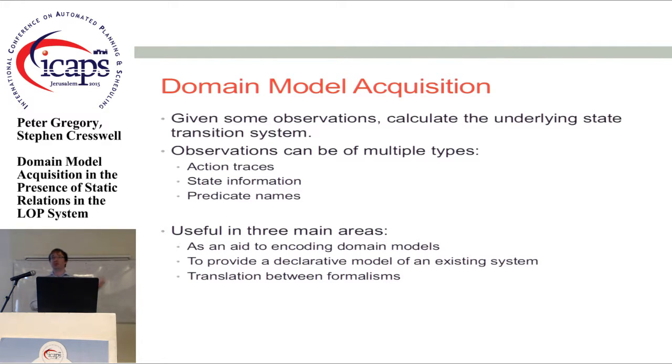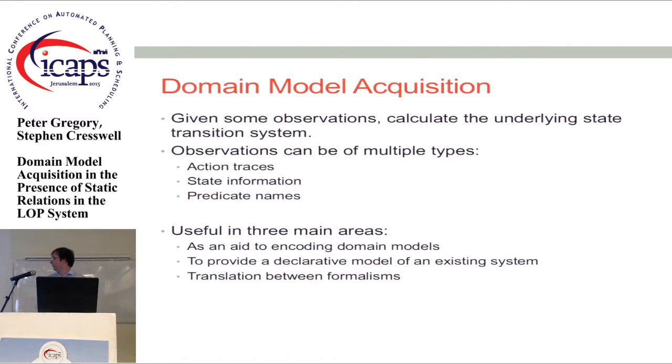Okay, so we're given some observations. We want to calculate a domain model, and observations can be of various different things. So we can have action traces, as we do. You could have state information. We don't have that. And you can have things like predicate names. We don't have that either.